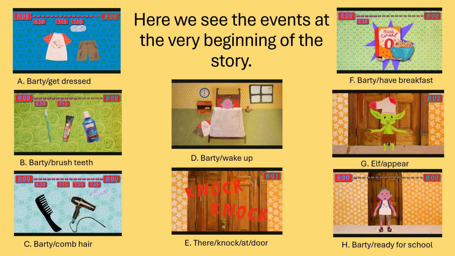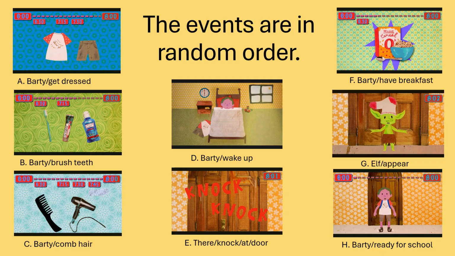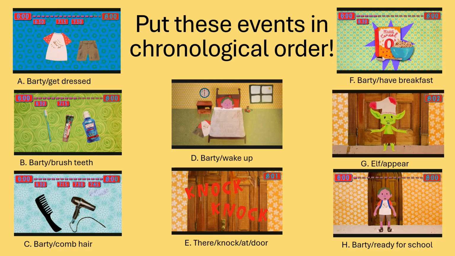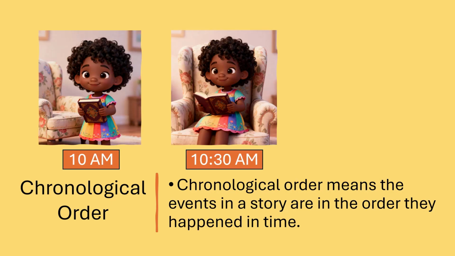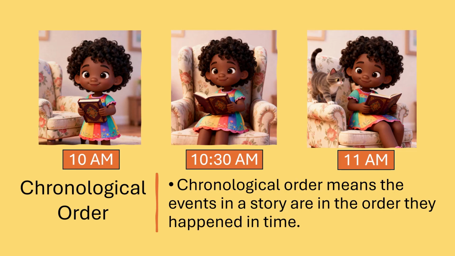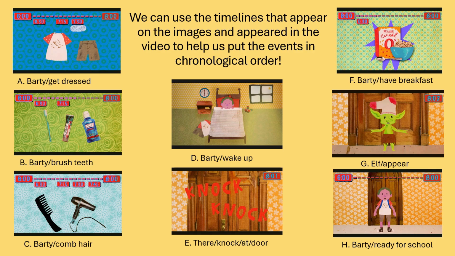Here we see the events at the very beginning of the story. The events are in random order. What you need to do here is put these events in chronological order. Chronological order means the events in a story are in the order they happened in time. We can use the timelines that appear on the images and appeared in the video to help us put these in chronological order.